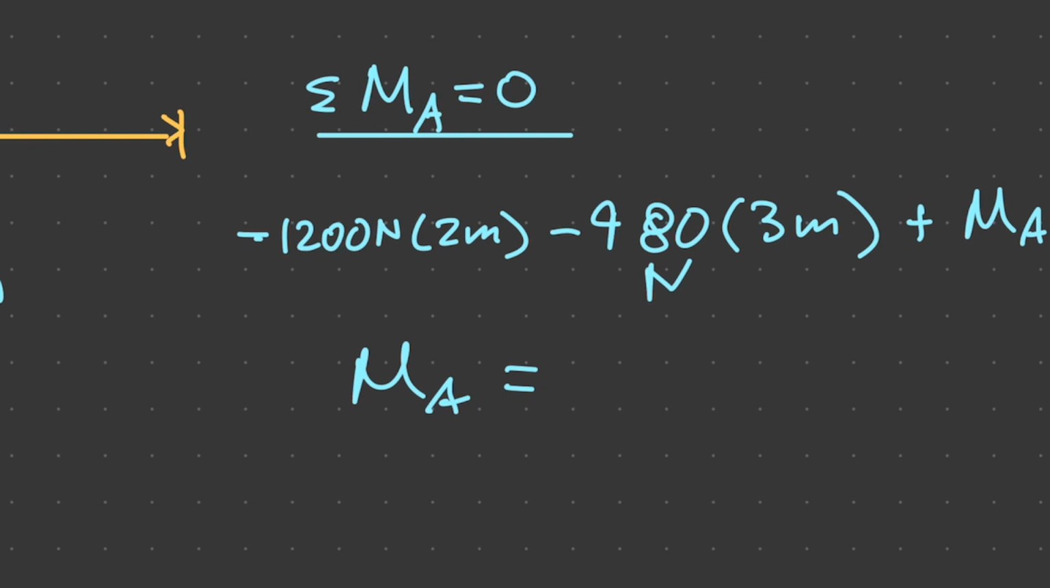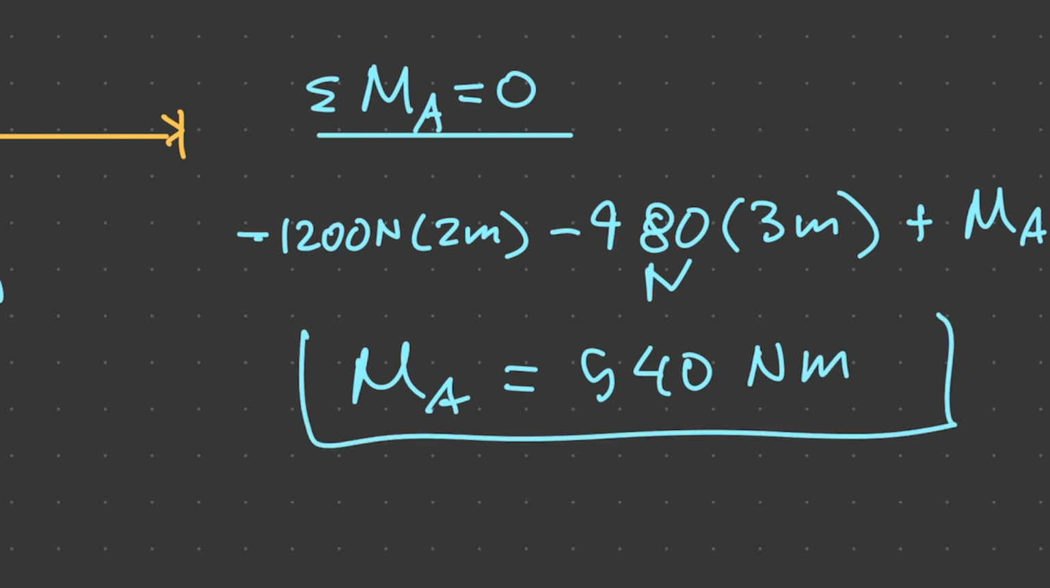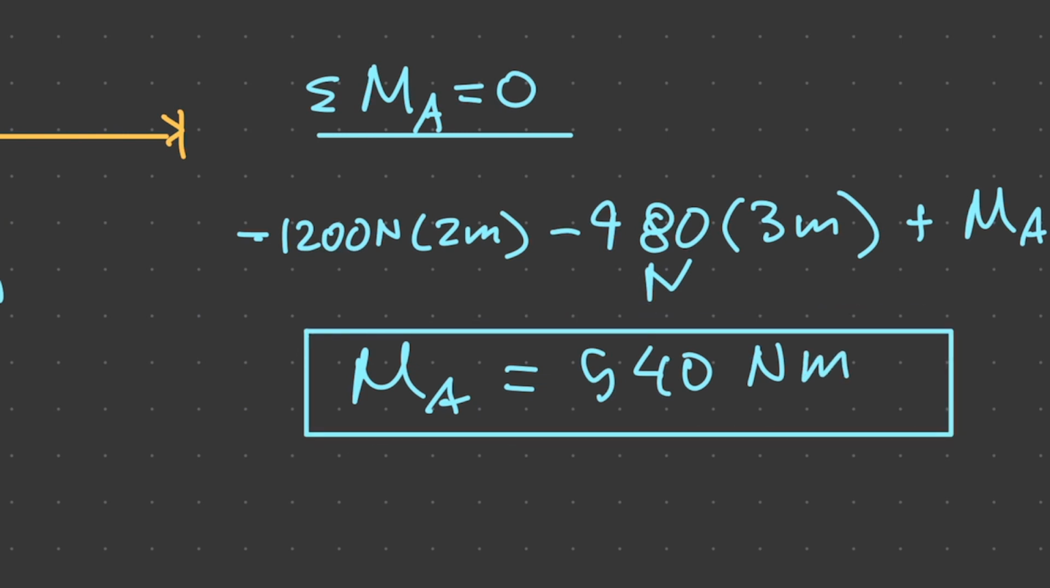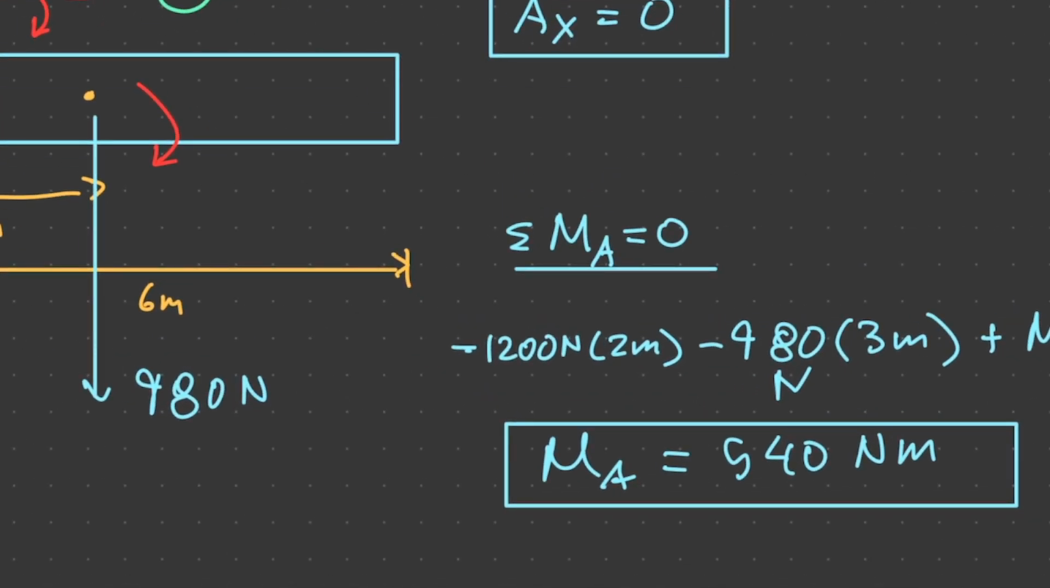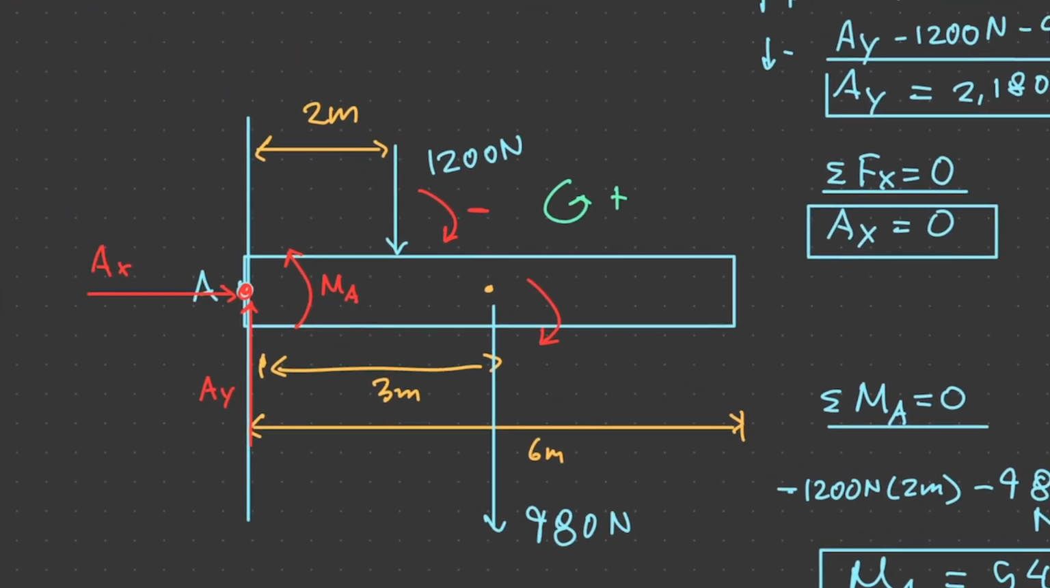It'll be equal to 1200 times 2 minus 980 times 3. And that'll be a restorative moment of 540 Newton meters, right? Because we did force times a distance, or in other words, a torque, right? Better known as torque. Newton meters is the units for torque. Okay.